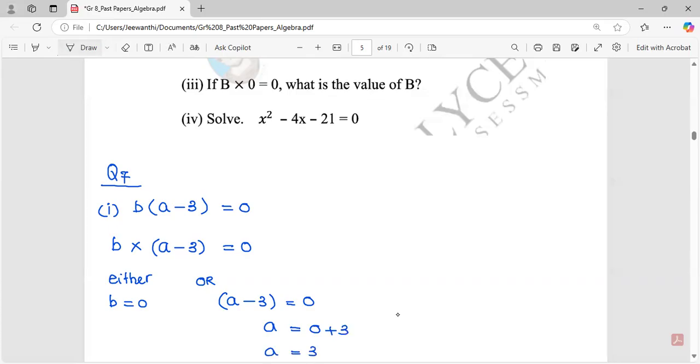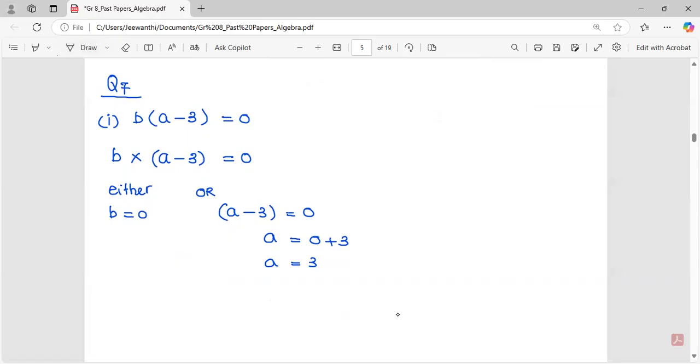Now, what they have asked us is to find the value of B and A. If B times A minus 3 is equal to 0, what will be your B value? What will be your A value? So then how do you do it? B times A minus 3. You are multiplying two items, so either the first item should be 0 or the second item should be 0. Okay. So then B is equal to 0 or A minus 3 is equal to 0. That means A should be equal to positive 3.